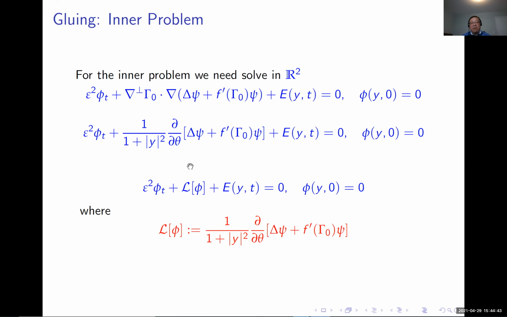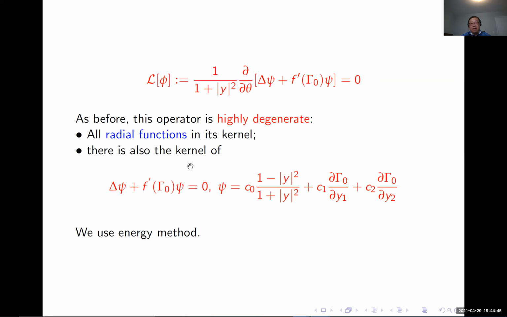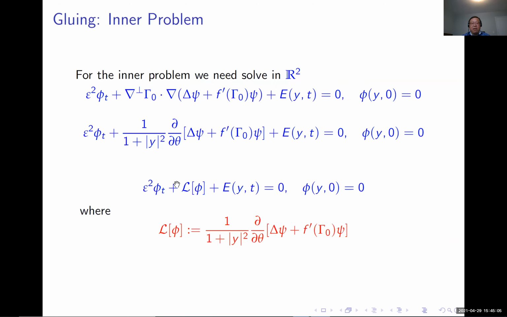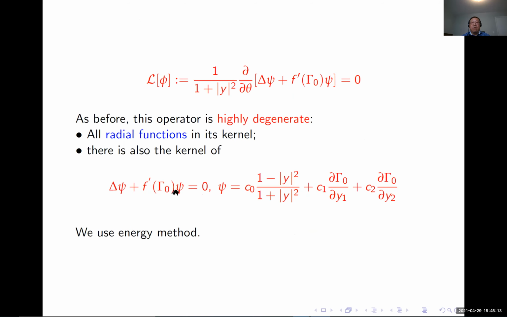Now, how to solve this inner problem? As I said before, the linearized operator is highly degenerate. All radial functions are in the kernel, and there's also a kernel for the elliptic operator as well. So as in the parabolic gluing, we're going to use the energy method. We need to multiply this by some quantity to get some kind of conservation. So what should be the right quantity?